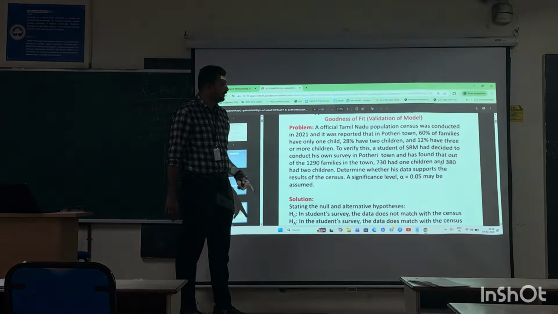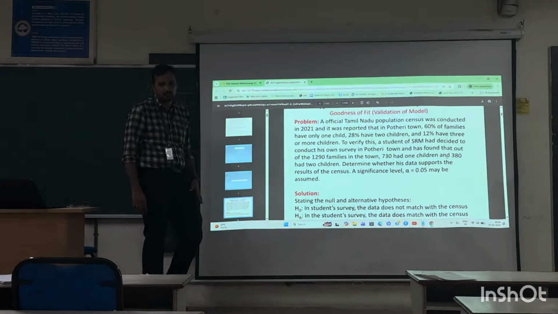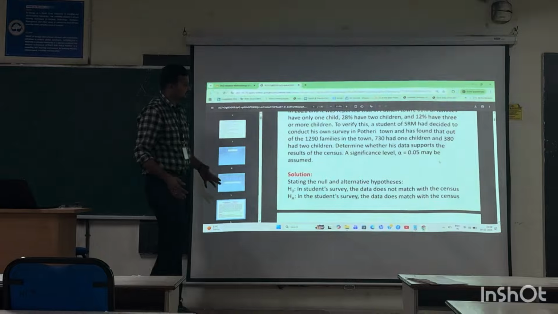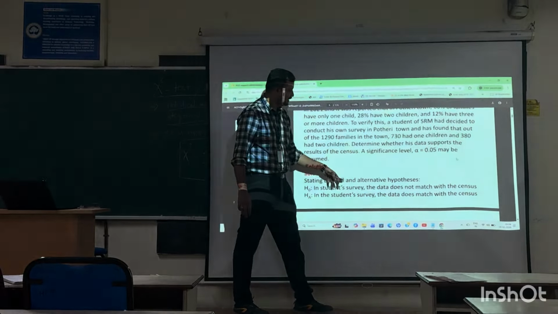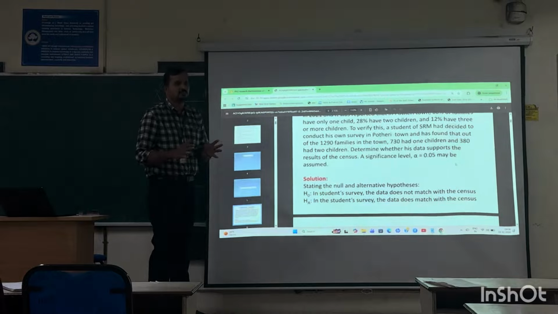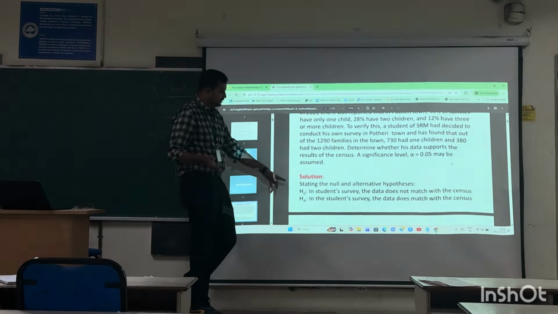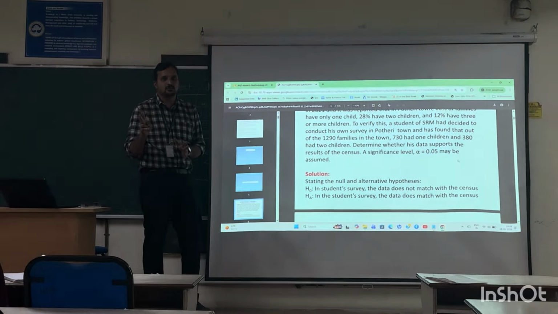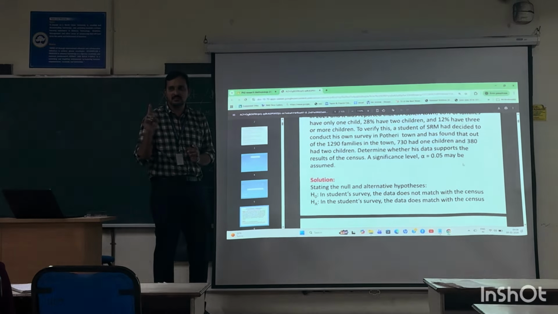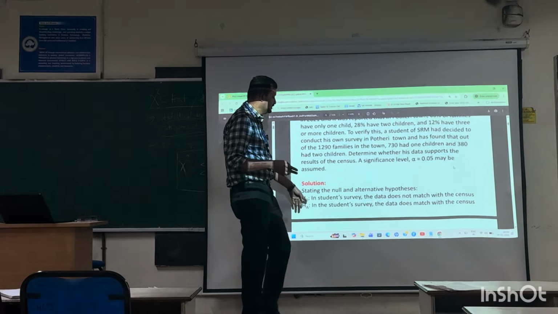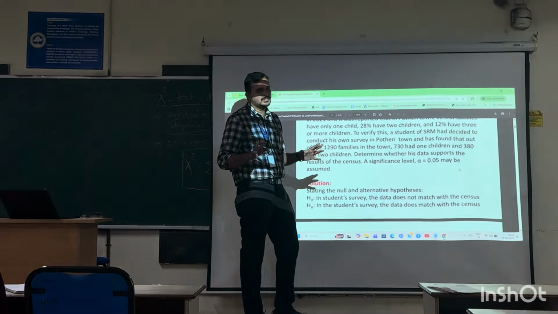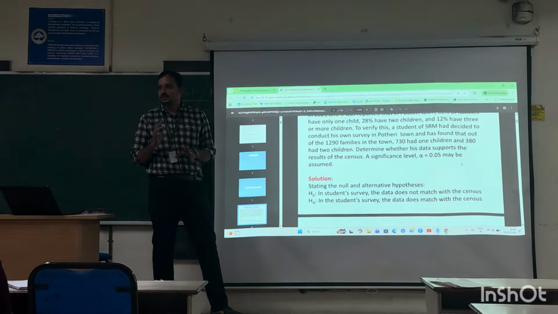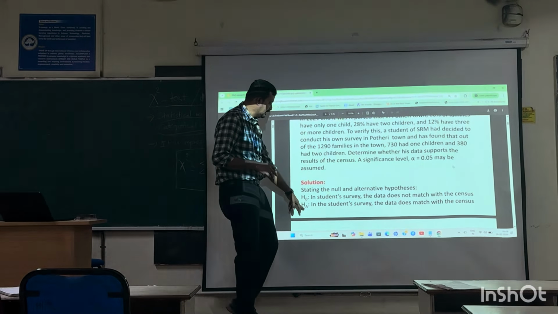The significance level alpha is equal to 0.05; you can assume it. How can you solve this problem? Based on the survey you conduct, state the null and alternative hypotheses, whether the data match well or not. Either you get two results: one is that your data supports the census result, the null hypothesis, or the alternative hypothesis, that the survey data does not match the census. So you will conclude your observation from the expected value.